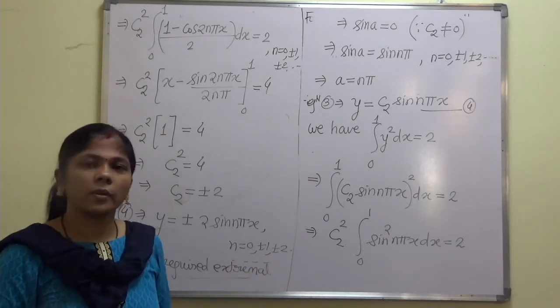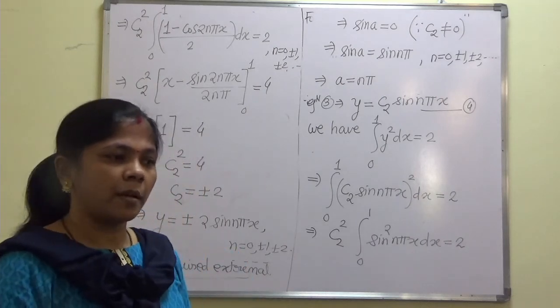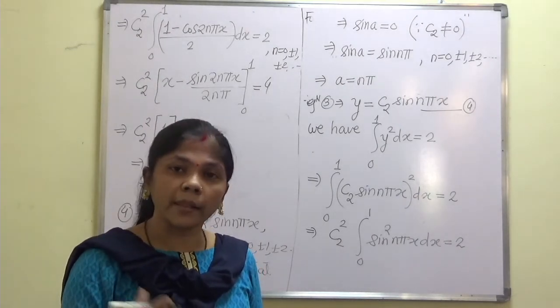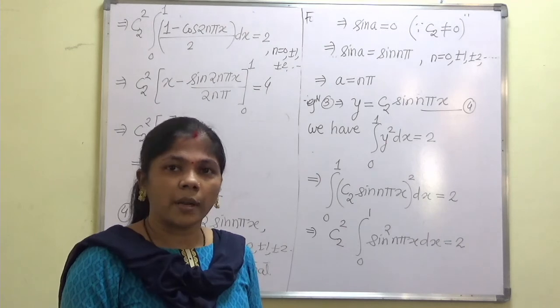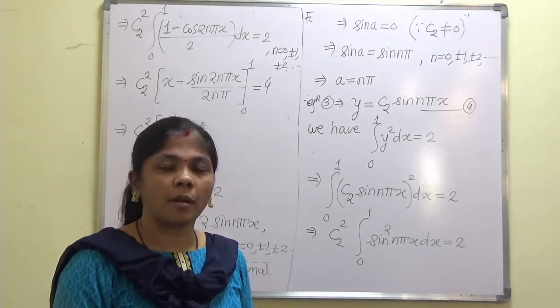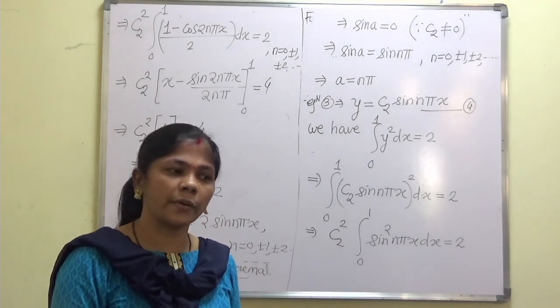Right? So like this one can get, by making use of the given conditions, the required extremal for an isoperimetric problem. I hope this video is clear to you all.